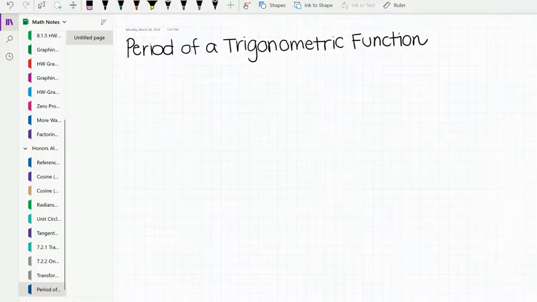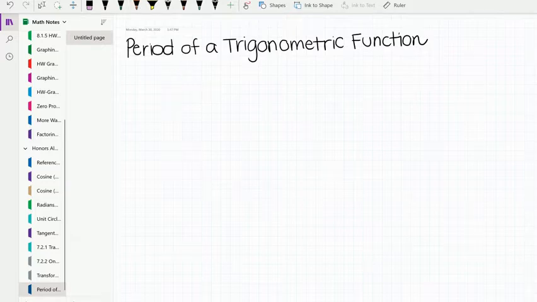We are going to talk more about period of a trigonometric function. We already discussed this in the last section, but if you are still confused, I wanted to go over it a little bit more. The period is the length it takes to complete one cycle or one rotation of sine or cosine, for example. And the b value is what tells you that.